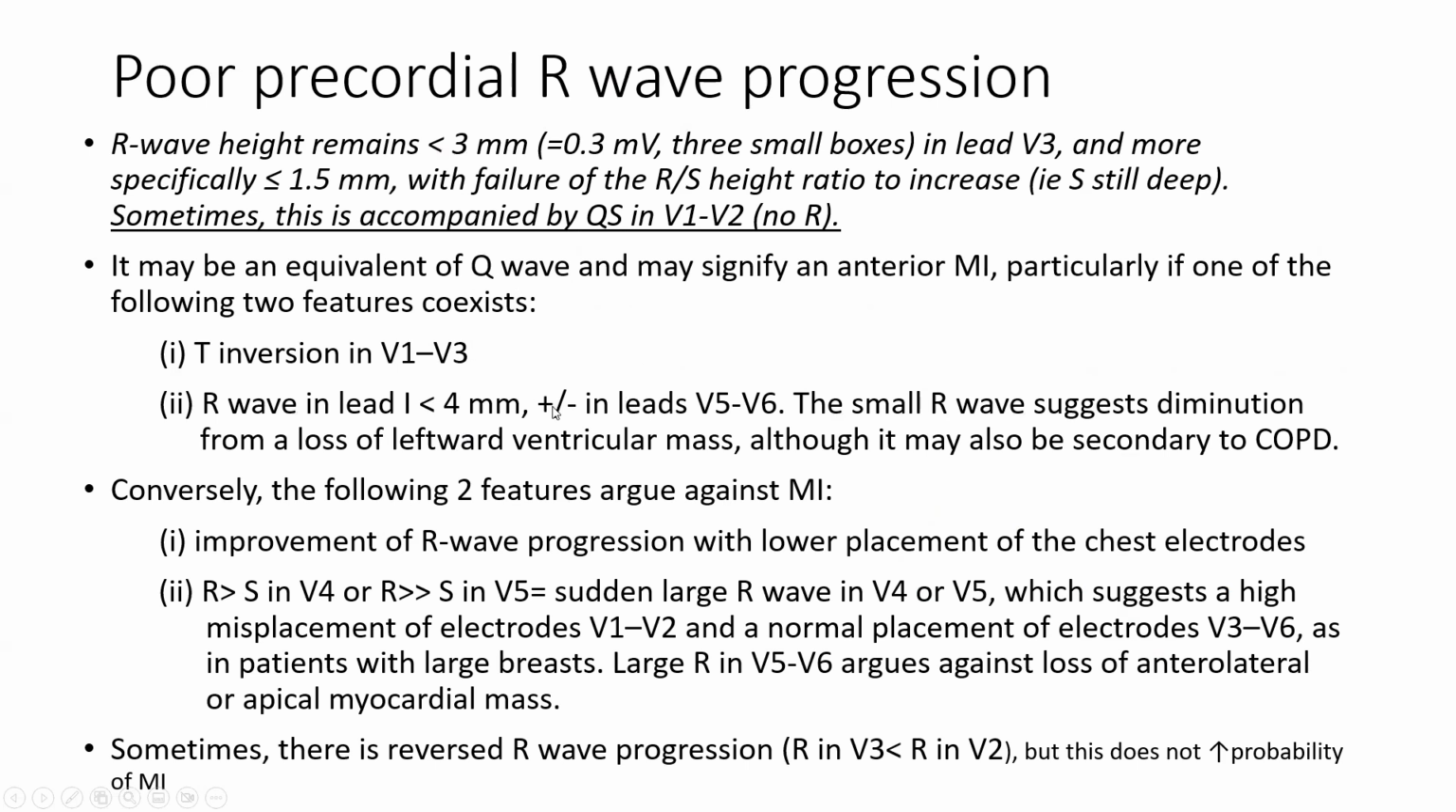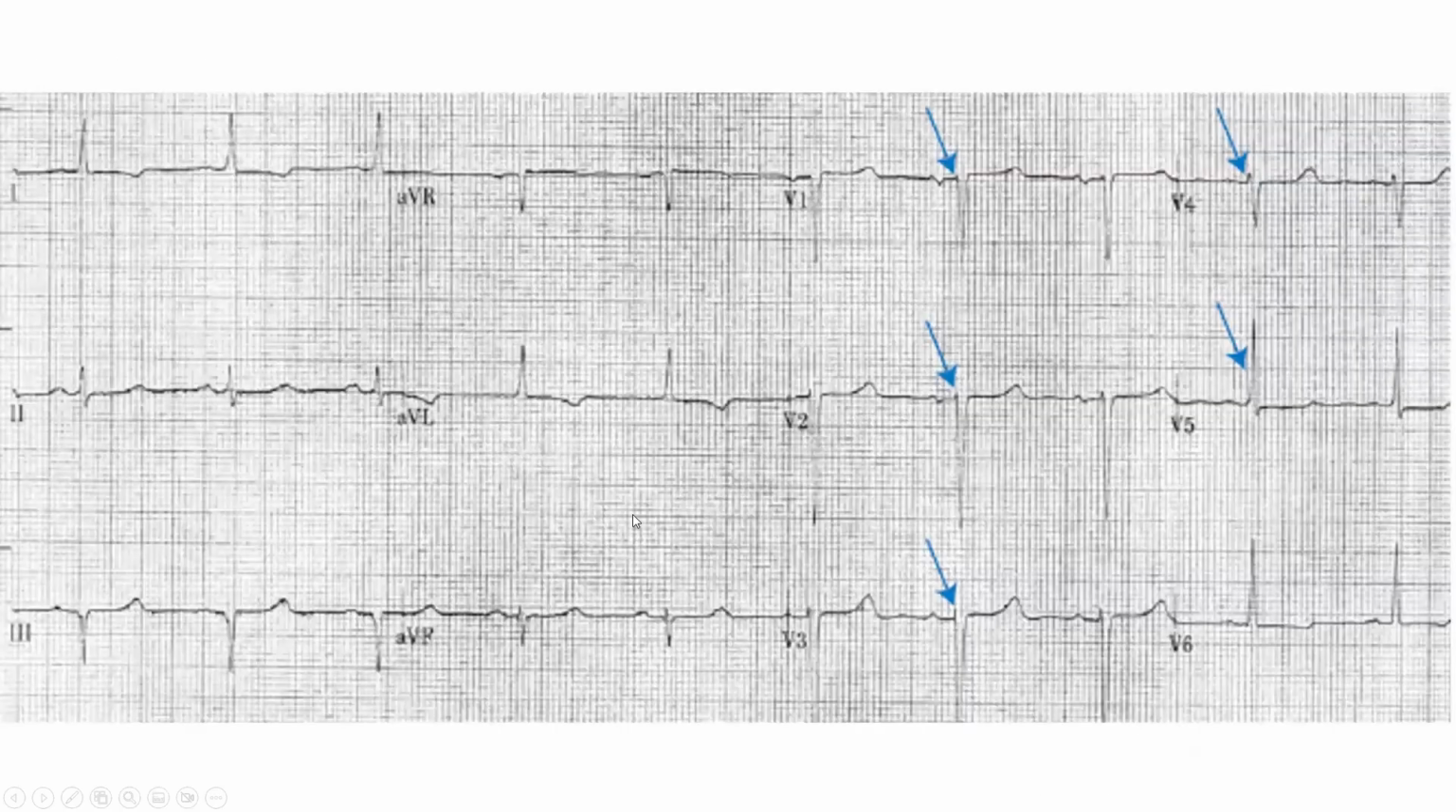In practice, overwhelmingly, poor R wave progression is not an infarct, but you need to distinguish: can it be an infarct? The way you can tell it's a sequela of an anterior infarct is T inversion in V1 through V3, or R wave in lead 1 plus or minus in lead V5, V6 remaining very small. So it's not just poor R wave progression, it's R wave in the lateral leads that remains diminished.